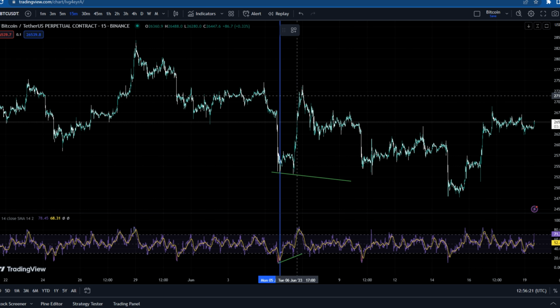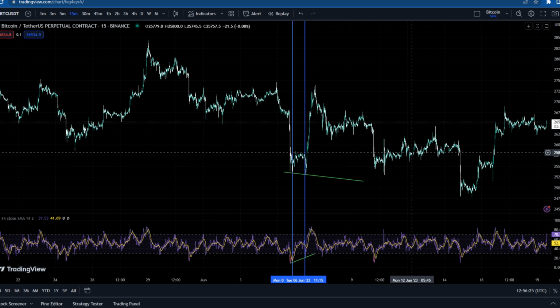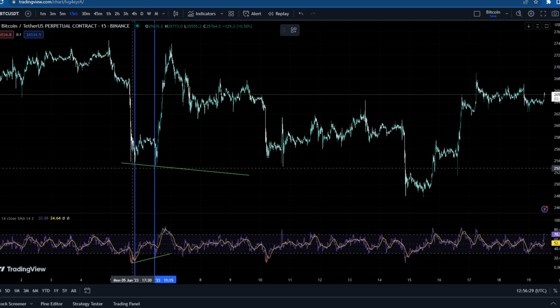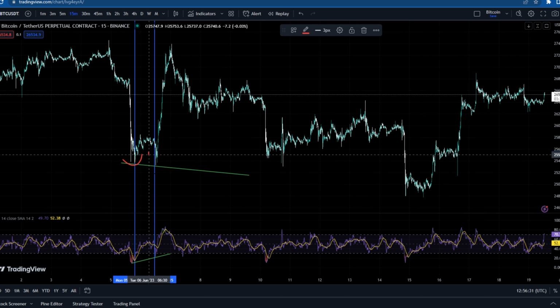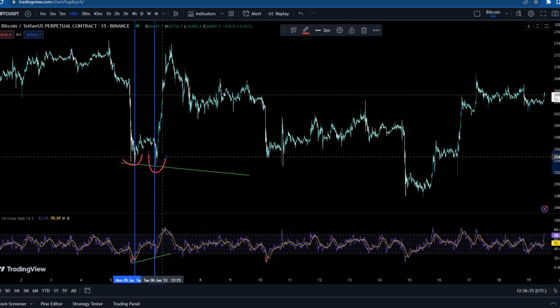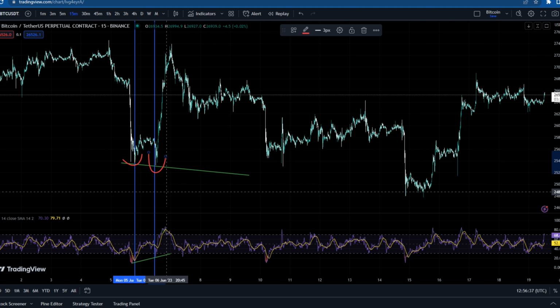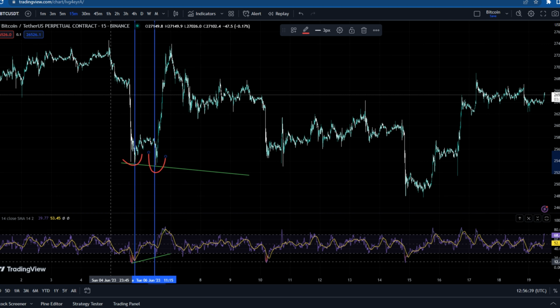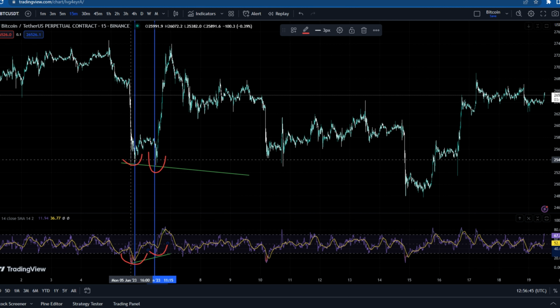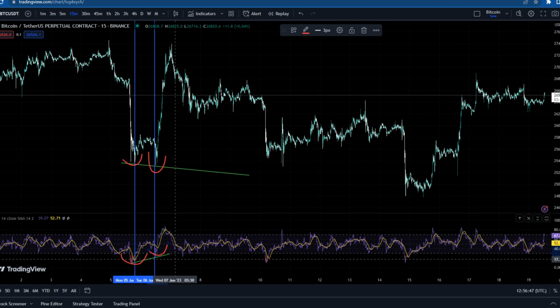Okay, this is the second point I want you to look at. What do you see here? The price made one low and another lower low. It's not a big difference, but there is a lower low here. If you zoom into this chart, you can see a lower low. But the RSI did not make a lower low. Instead, it made a higher low. This one made a lower low, but this one made a higher low. Okay.